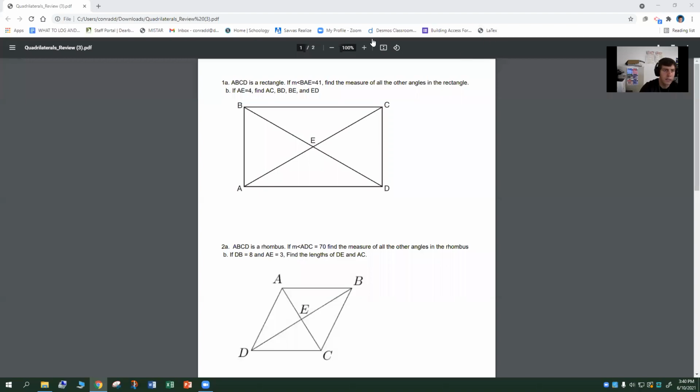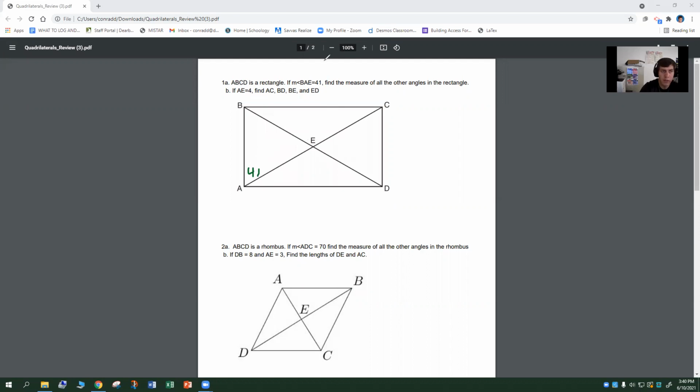Right, this is the special parallelograms review for geometry in construction. So in the first one, we have a rectangle. ABDC is a rectangle. The measure of angle BAE is 41. We want to find the measure of all the other angles in the rectangle.